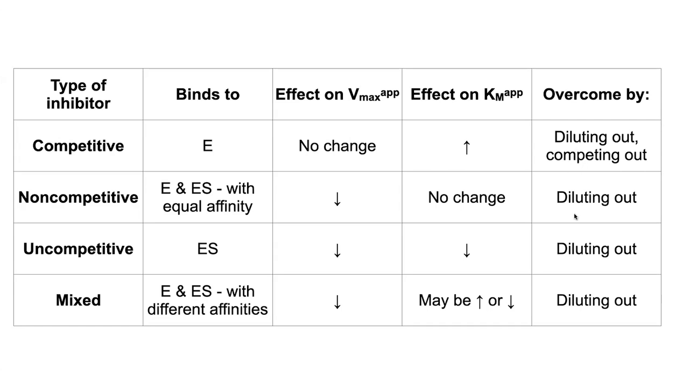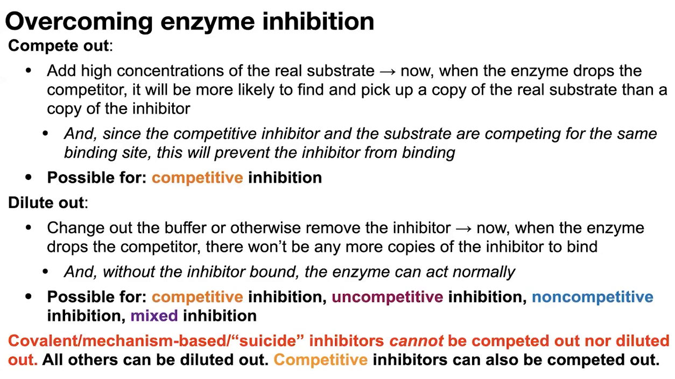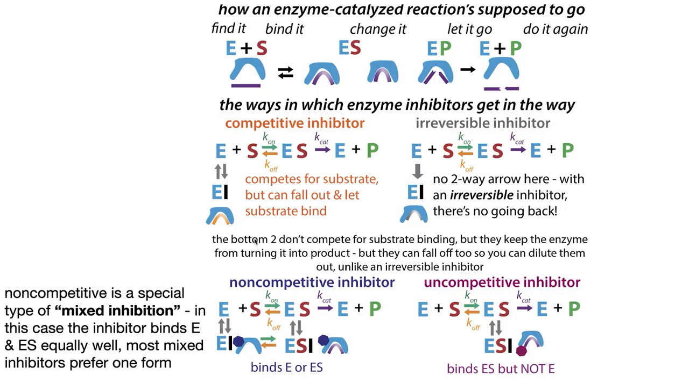And then the other non-covalent ones we can dilute out, but our covalent inhibitors we cannot compete out or dilute out. So this is just an introduction to these terms, and now let's dive into their details and what type of evidence they leave in the kinetic data.